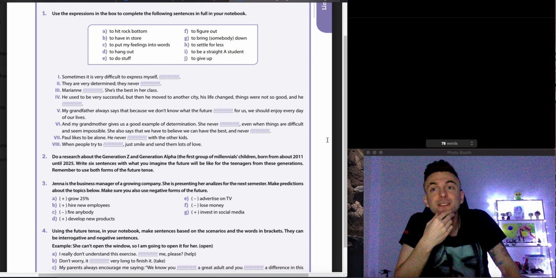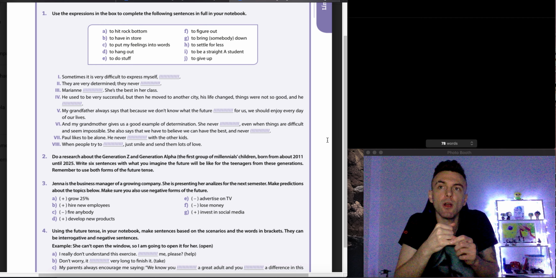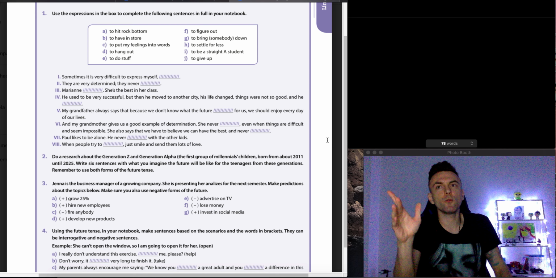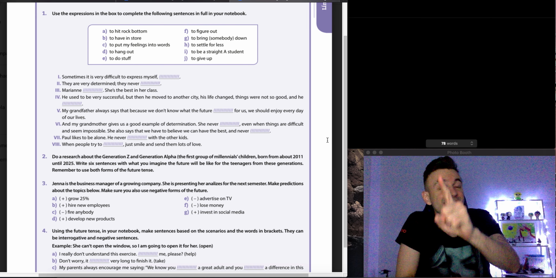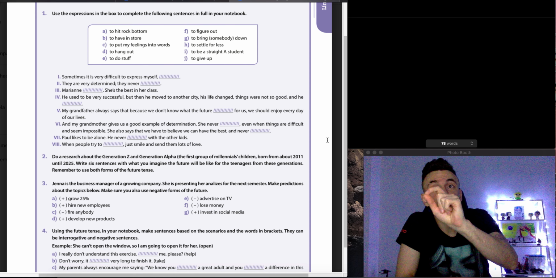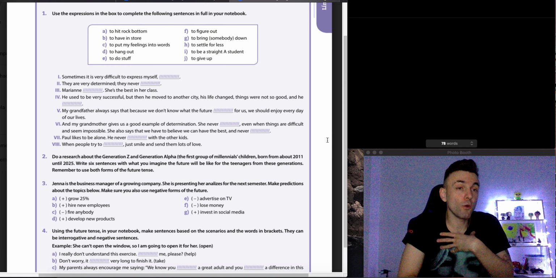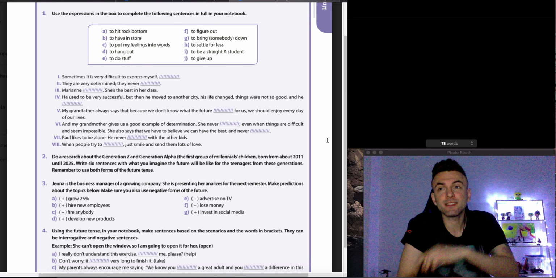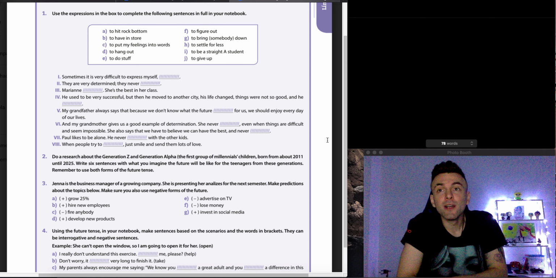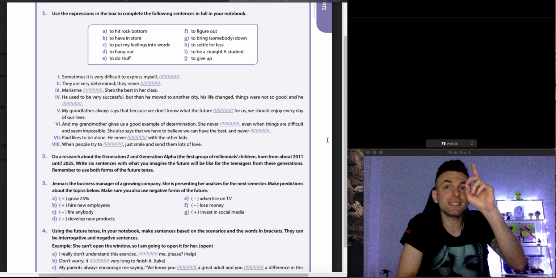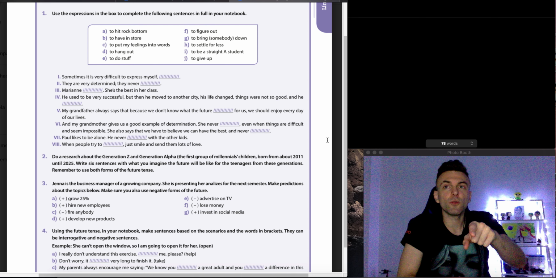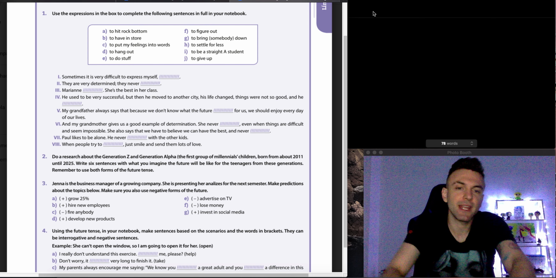Which of those expressions can represent that it's difficult to express myself? We have letter A, to hit rock bottom. Letter B, to have in store. Oh, we got it. That's letter C, to put my feelings in words. Sometimes it's very difficult to put my feelings in words, to express myself. Letter C answers number one. Number two, they are very determined. They never, letter J, give up. So we have letter C and letter J so far.